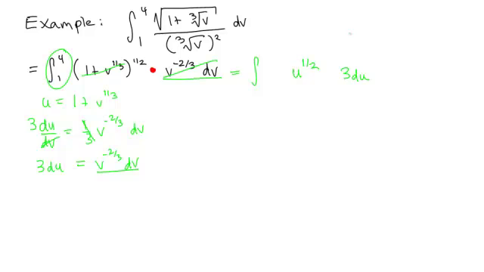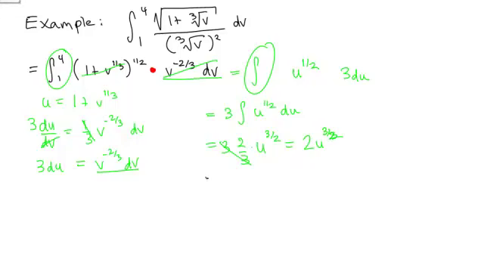And our limits? I'm simply going to go and ignore them entirely. I'm looking for an antiderivative. So if I look for just an antiderivative, this can be simplified to 3 times the antiderivative of u to the 1/2 power du. So if we integrate that, we're going to have u to the 3/2 power. We'll multiply that by 2/3, and so that's going to simplify to 2 times u to the 3/2 power. If we back substitute, that becomes 2 times u, which is 1 plus v to the 1/3 power, raised to the 3/2 power.